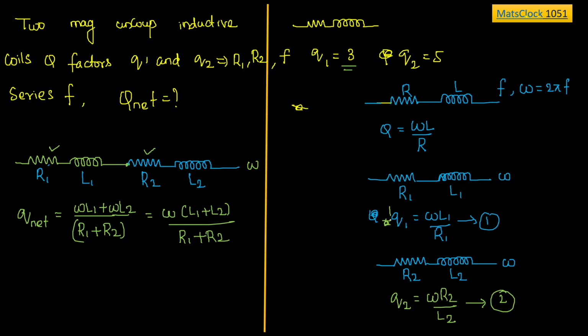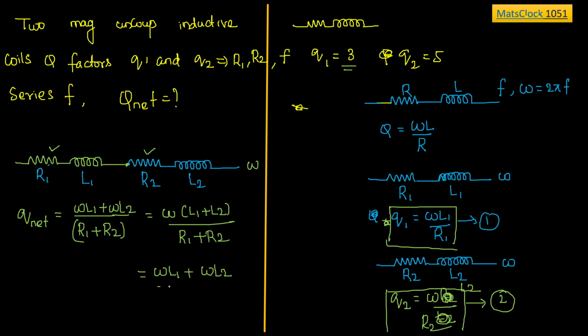If you observe, Q1 has been expressed like this: omega L1 divided by R1. Q2 has been written like this, sorry guys, I made a mistake: omega into L2 divided by R2. So we know the values of Q1 and Q2. Now if I expand this, omega into L1, omega into L2, I can write like this, but what is wrong with this expression? Denominator terms are missing. In the first case, omega L1 divided by R1 is missing. In the second case, omega into L2 is there, but divided by R2 should come in order to write this expression in terms of Q.